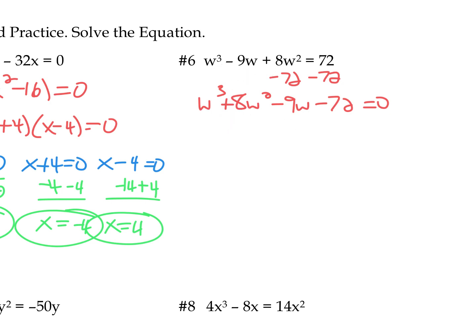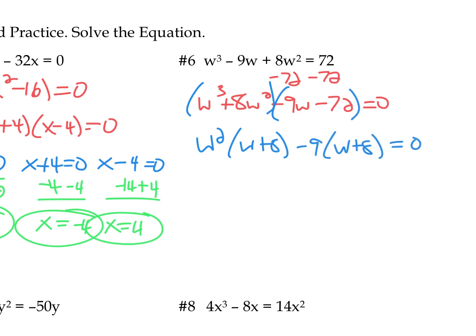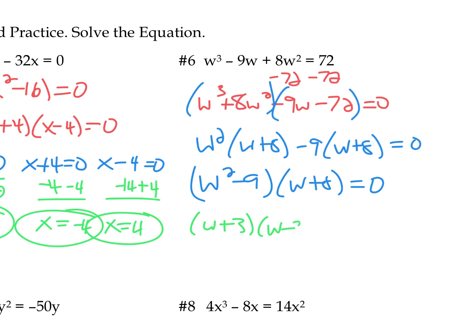So now that I've got it in standard form, when I group it, it's 4 terms. There's no common factor to take out of all those terms, but I can group this. When I see the 4 terms, group that, and I'll have w squared, w plus 8, and I factor out a -9, w plus 8 equals 0. So I'm going to have w squared minus 9, and w plus 8 equals 0. I want to recognize this is a difference of squares, w plus 3 and w minus 3. The w squared minus 9 is a difference of squares. Then w plus 8 equals 0.